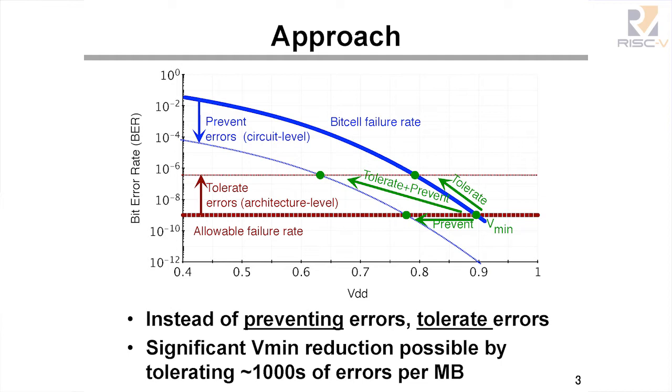But there's also a second way to reduce the minimum operating voltage, and this is to essentially tolerate these bit cell errors, and this shifts the red curve up. It's important to note that you can actually do both of these at the same time. You can both prevent and tolerate errors for further Vmin. So this talk is going to focus on how to tolerate errors. And I claim that you can get pretty significant Vmin reduction by tolerating on the order of 1,000 bit cell errors per megabyte of SRAM.